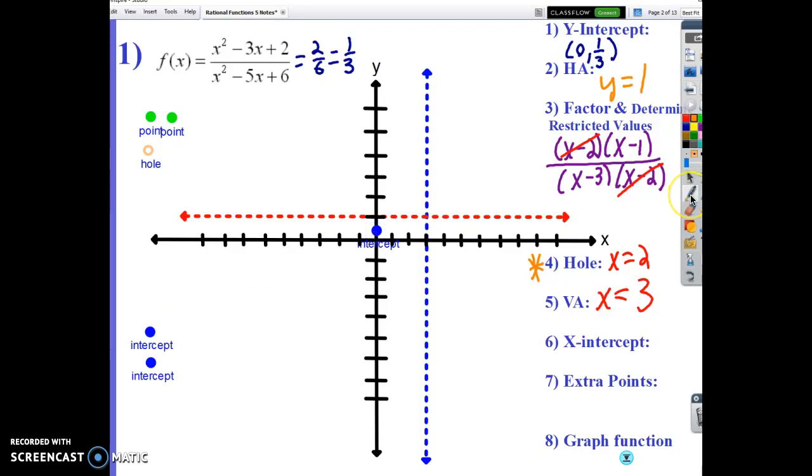So now we need to see what's going to make the top 0, so our numerator. So that's going to be the value of x equaling 1. So we get the point 1, 0 for our x-intercept, because 1 makes our numerator 0. So now I can drag the other intercept over to 1, 0.